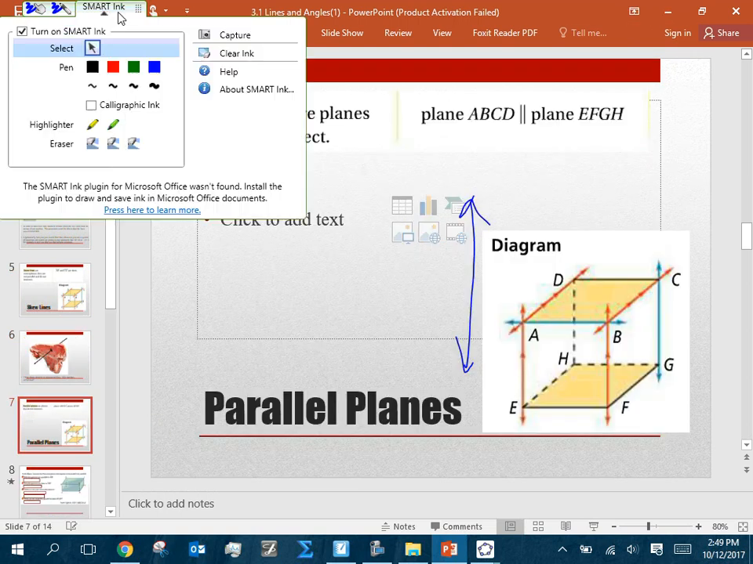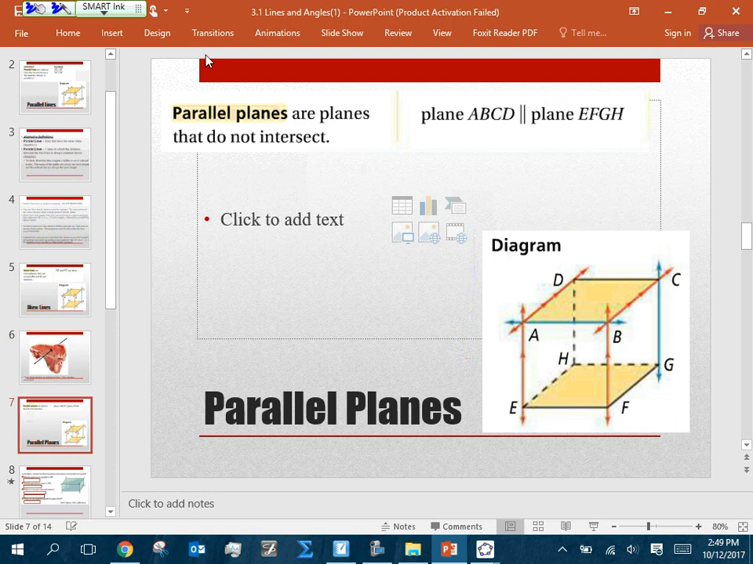Parallel planes, same idea. Parallel planes are two planes in which the distance between them is always the same, or two planes that do not intersect. A lot of times the way we like to think about it is like the ceiling and the floor are parallel planes, the wall in front of you and the wall behind you, they're parallel planes.